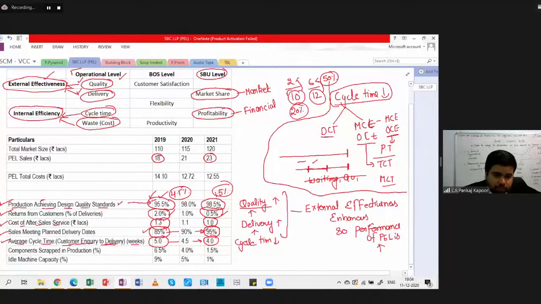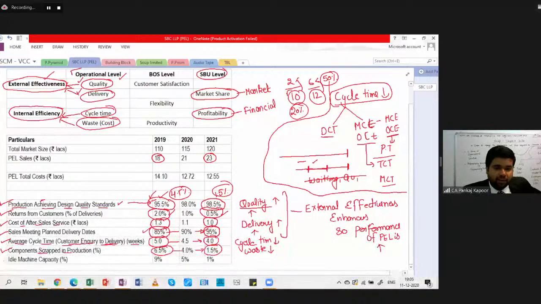Friend, now read the next parameter along with me, or next measure along with me. What is the measure? Component scrapped in the production. This is nothing but the wastage. Earlier, the wastage was 6.5%, but now the wastage is only 1.5%. Whether the wastage decrease or increase? Quickly tell me whether the waste increase or decreased. Obviously, from the data, it is quite visible the wastage reduces.